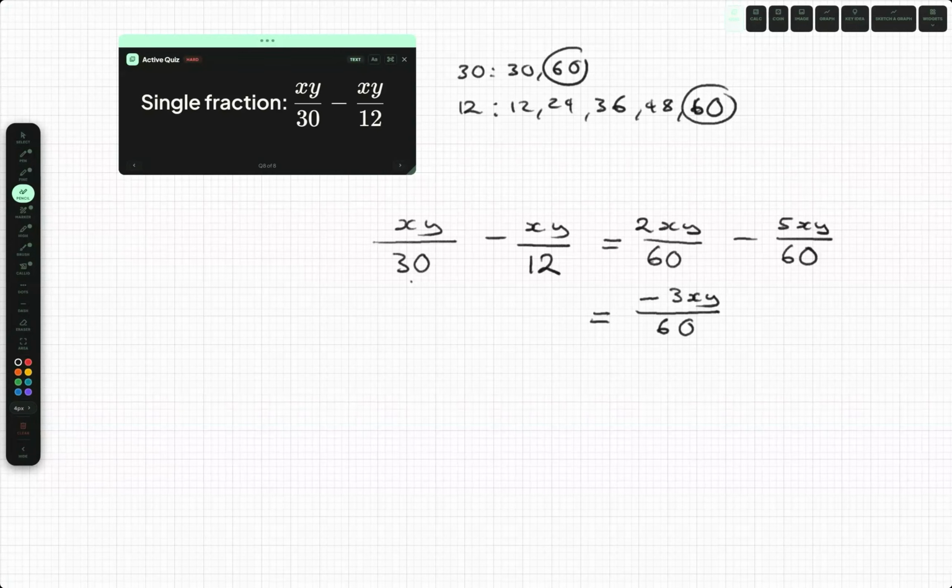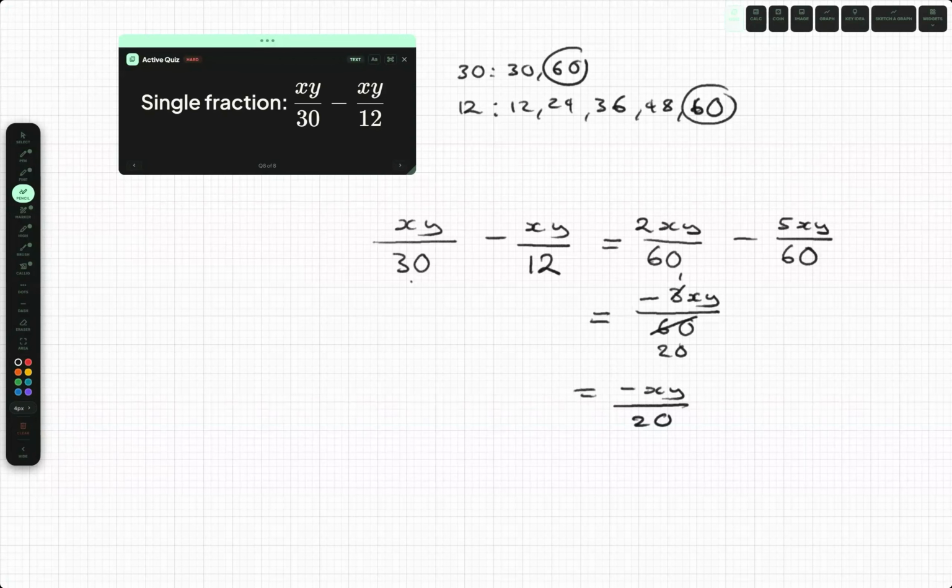Looking for a common factor here to cancel, we can see that 3 goes into 3 and 3 also goes into 60. So I can divide the bottom by 3 and get 20, and divide the top by 3 and I get 1. And I end up with negative xy all over 20.